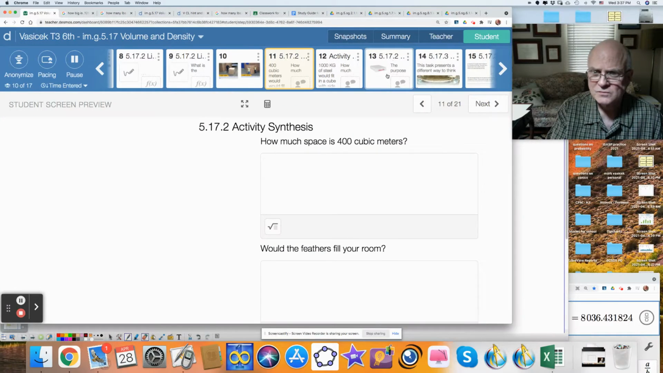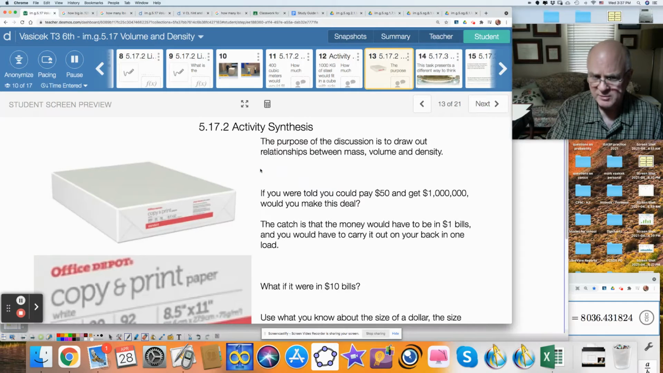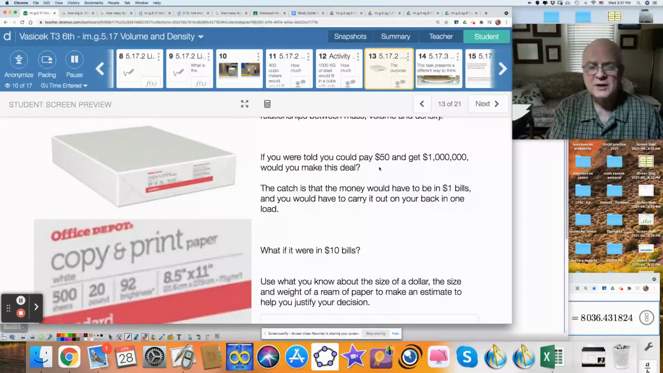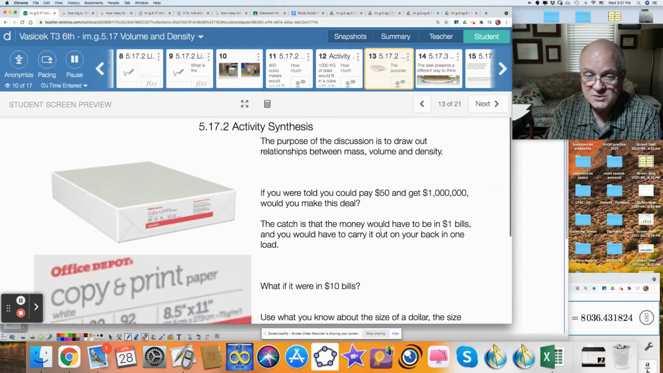I have a couple of extra problems to go through. One is this one of paper. If you had a chance to get $1 million for $50. You give $50, you get $1 million back. Would you do it? The deal is that you have to carry them out on your back in $1 bills in one take. Would they fit? And so basically you have to figure out what is the volume going to be of $1 million? And what is the weight going to be of $1 million? First of all, it's going to be about the size of a cubic meter. It's going to be huge. And it's going to weigh like 2 tons. There's no way this would work. But you do the calculation, and this is a kind of a fun problem.